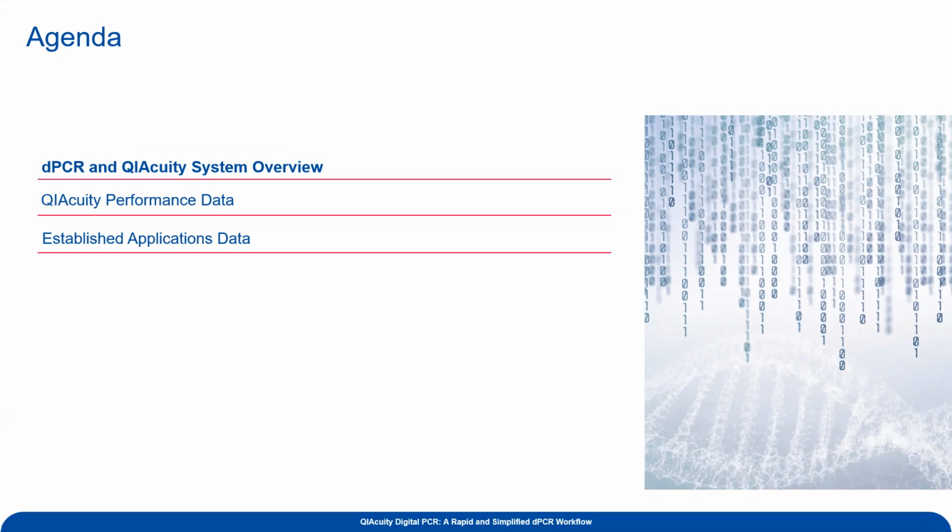We'll then dive into some analytical performance characteristics of the QIAcuity. So basically at its core, digital PCR is counting molecules, right? So we'll talk about how many of those molecules you can count. And then in the application section, we'll get into the context of this, right?